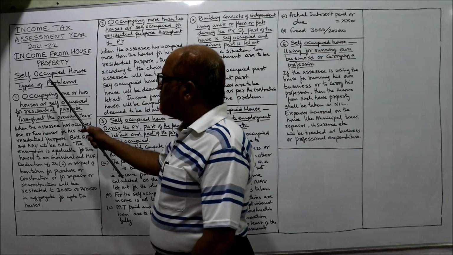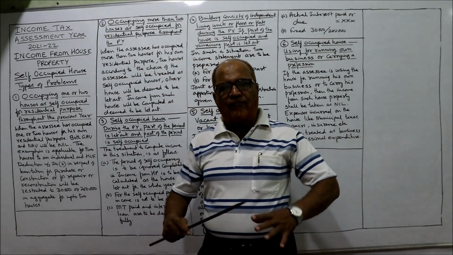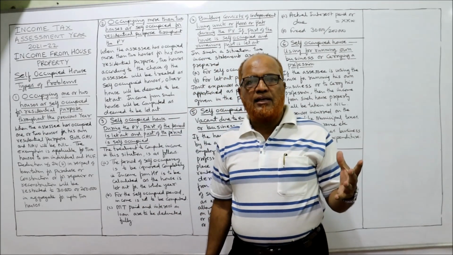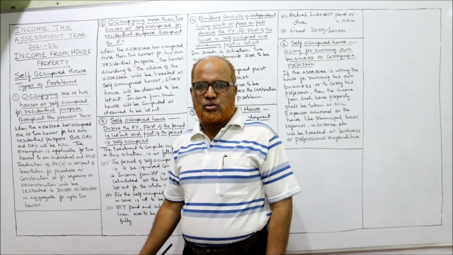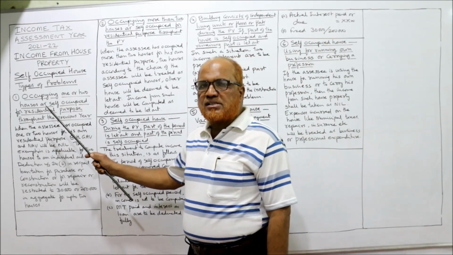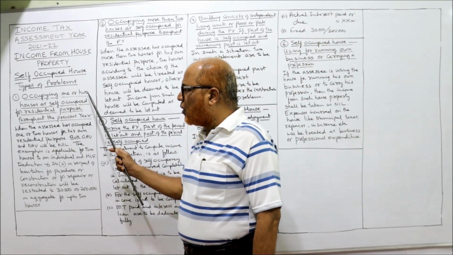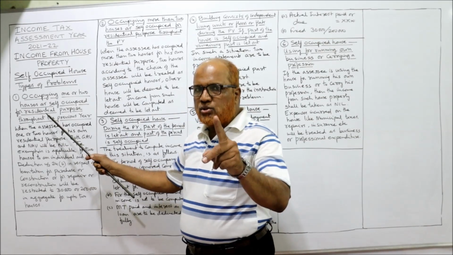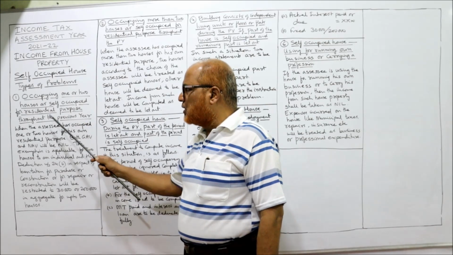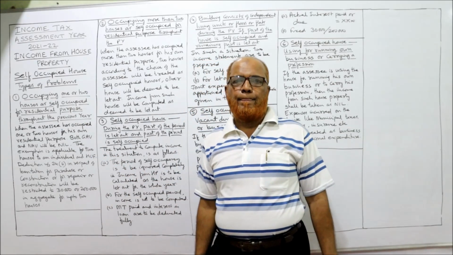Now, I'm going to explain self-occupied house. Different types of situations and problems are there regarding self-occupied house, not let out. So what are the different situations? The first situation: occupying one or two houses, one house or two houses as self-occupied for residential purpose throughout the previous year.